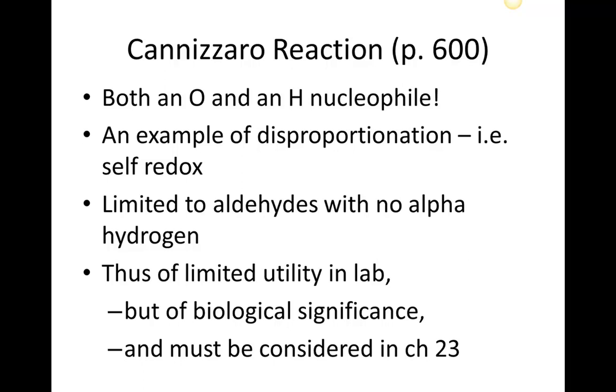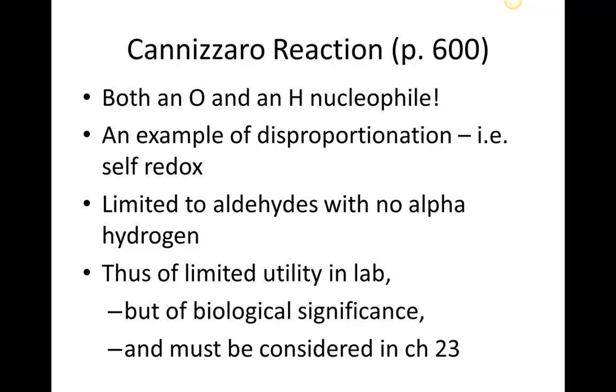Now, I'm going to talk about a reaction that kind of combines the idea of both an oxygen nucleophile and a hydrogen nucleophile in one, and it's called the Cannizzaro reaction. And it's actually an example of disproportionation, which is a term you may or may not have heard in general chemistry, but what it means is a molecule that can self-redox. So some of these molecules are going to end up being oxidized by the ones that are being reduced, or vice versa, whichever way you want to think about it.